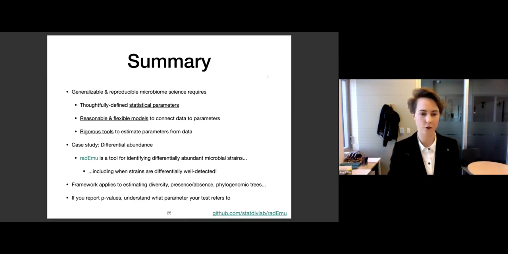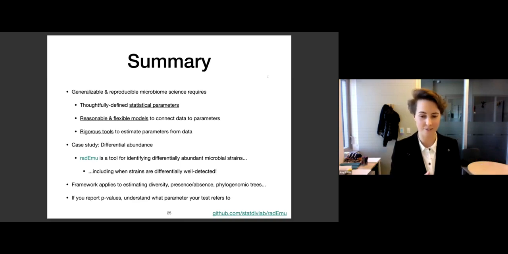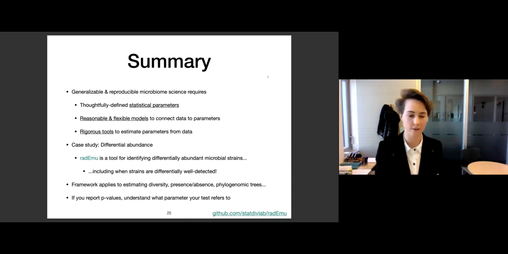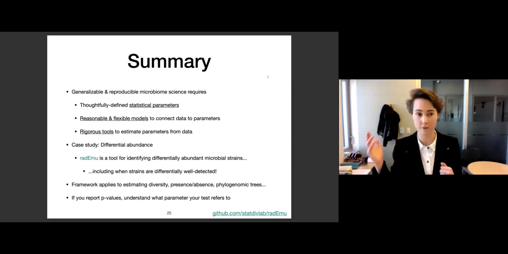So to illustrate some of these points, I talked about differential abundance. I brought up this idea of how do we define differential abundance parameters, and I introduced this tool that we recently developed called RadEmu, which is a tool to identify differentially abundant microbial strains in the presence of differential detection. This same philosophy of inferential statistics doesn't only apply to differential abundance, it applies to when our scientific questions are about microbial diversity, when our methods are relevant to presence absence. It could also apply when we're thinking about phylogenomic trees. So I'm happy to generalize this discussion to your favorite parameter if I can.